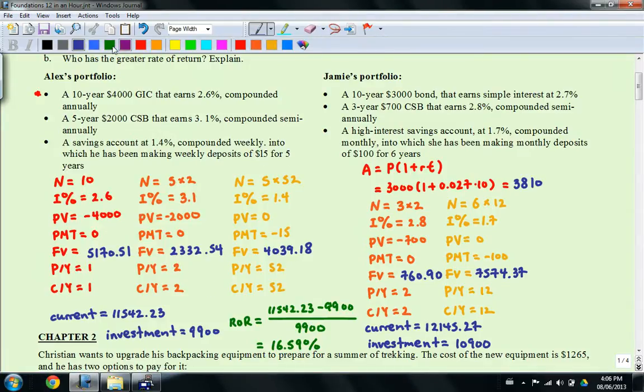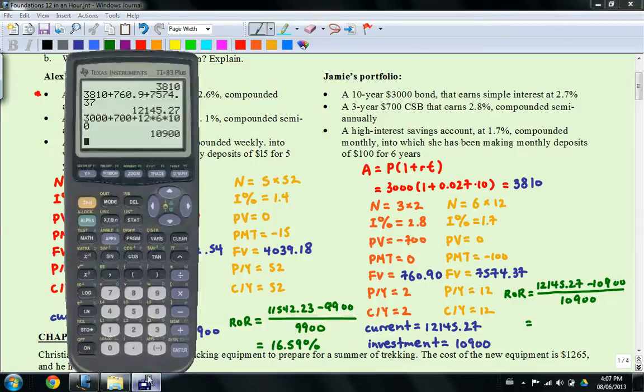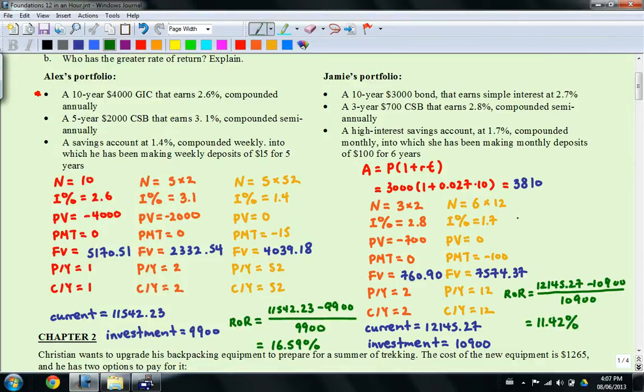Okay, and then we're going to find the rate of return, which is the current value minus the investment, divided by the investment. So same thing as part 1. 12145.27 minus 10,900, divided by 10,900, and then we multiply by 100% to get 11.42%. You can see that part A has a higher rate of return compared to part B. And that's it for number 1.